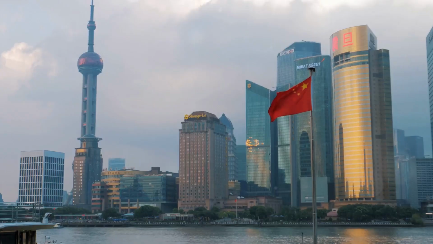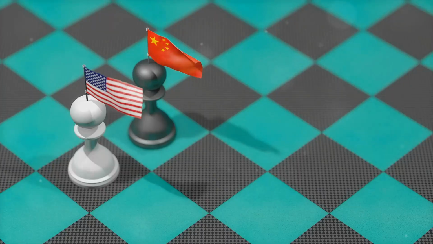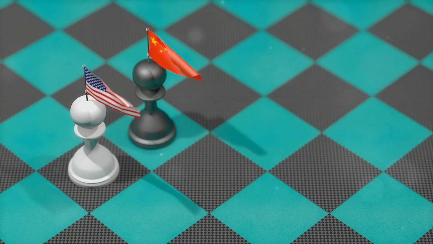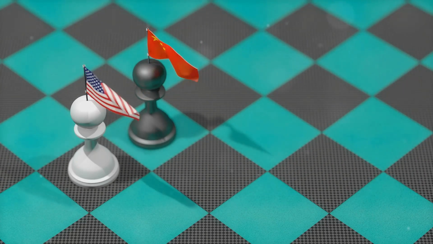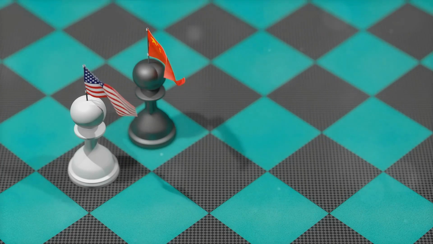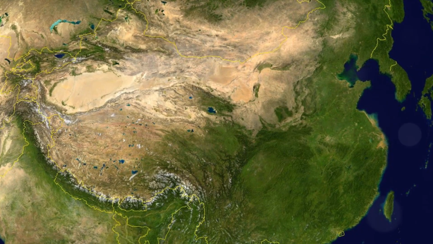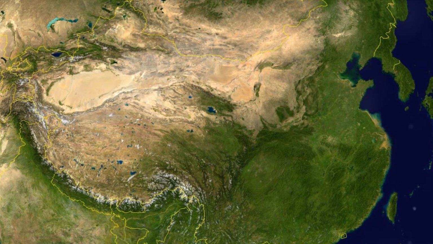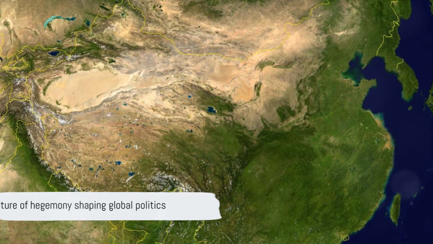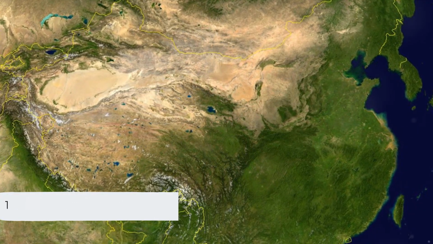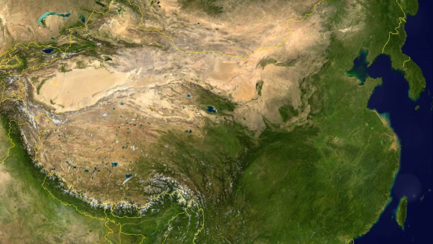This is why we see strategic moves by the United States, such as forming alliances or implementing policies, all aimed at containing China's ascendancy. It's a complex game of chess on a global scale, with each move having far-reaching implications. As we move forward, the evolving dynamics of hegemony will continue to shape the contours of global politics.